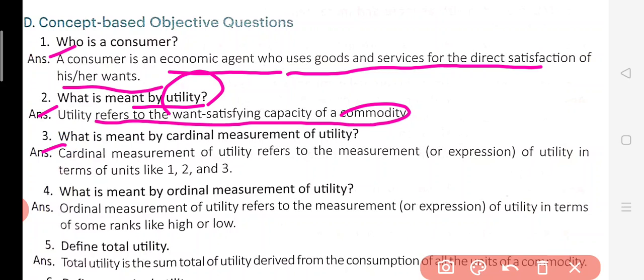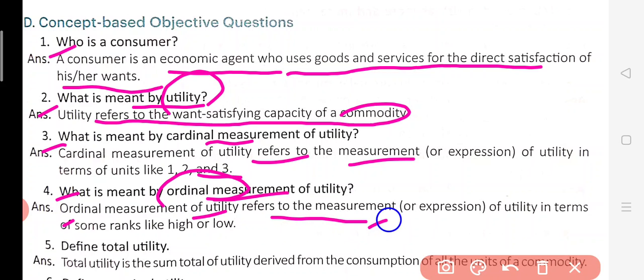Now what is cardinal number? The cardinal number is just like a normal number in which the satisfaction is measured. Now what is meant by ordinal measurement? This ordinal theory was given by Hicks. In the next chapter we are going to learn about it. So here ordinal measurement of utility refers to the measurement of utility in terms of some ranks, high or low. So here you will be learning about high utility or low utility, according to this ordinal theory, which has been given by Hicks.